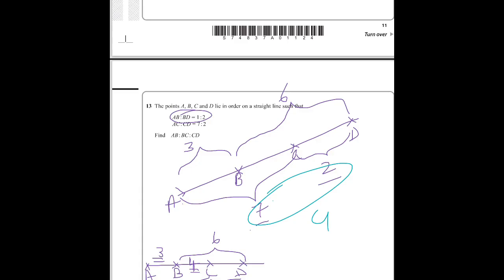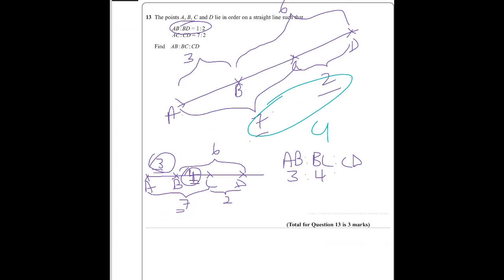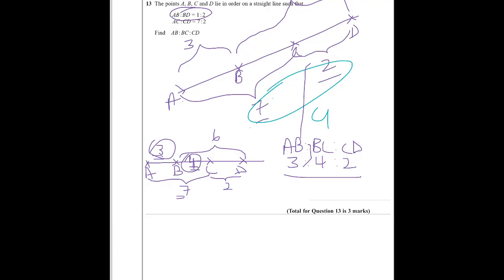So the ratio of AB to BC to CD is literally 3 for AB, BC is 4, and CD is 2. There are other ways of getting this, but again, this is one way. As long as you're getting 3 to 4 to 2, you're good.